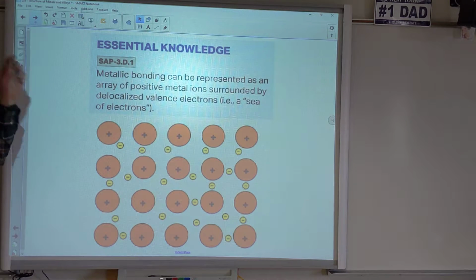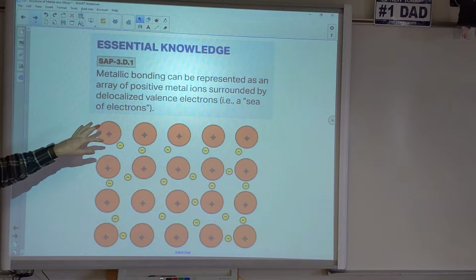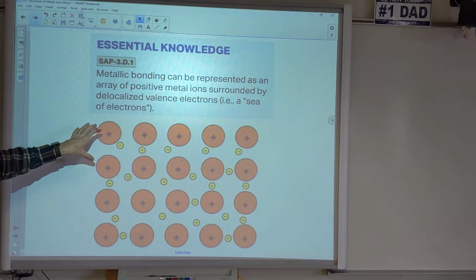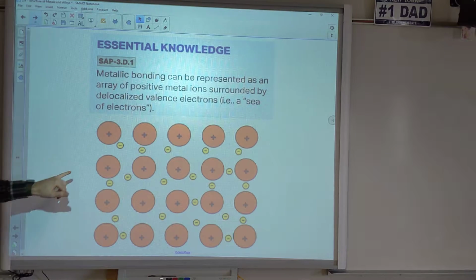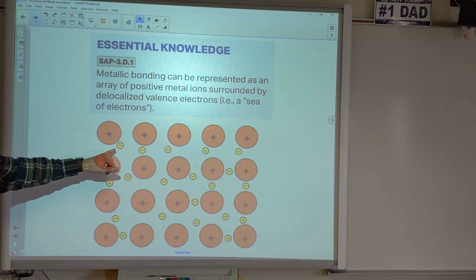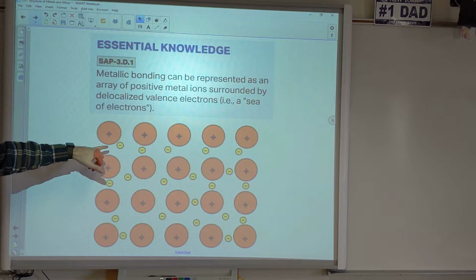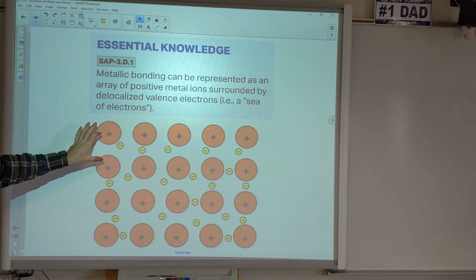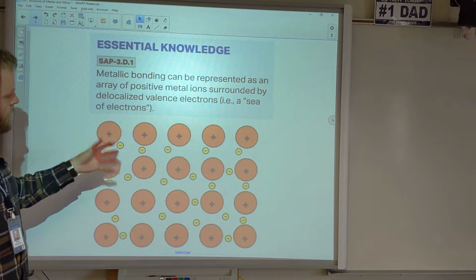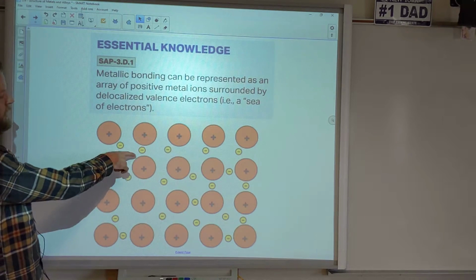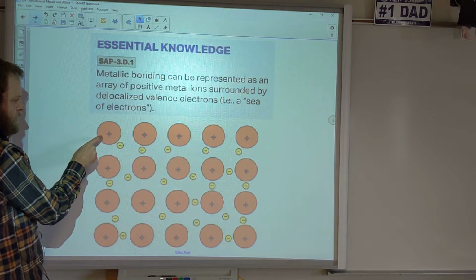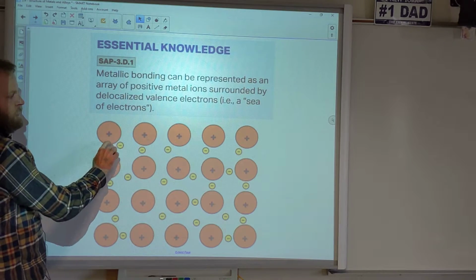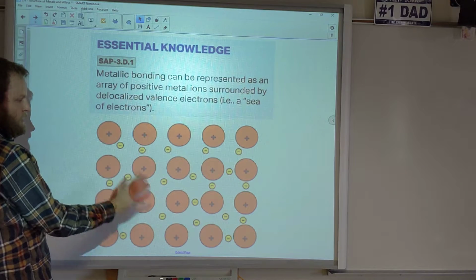So the positive circle is basically the entire element, whatever atom it is. What's a good metal? Iron. So here's an iron atom, and then this is the 1 or 2 delocalized electrons from each atom. So you can see the atoms arrange themselves in some sort of pattern, and then there are electrons which are delocalized.